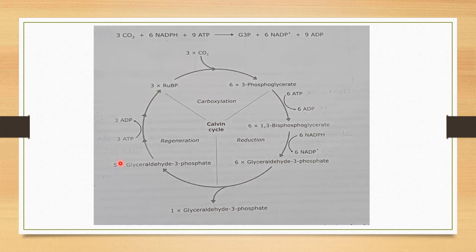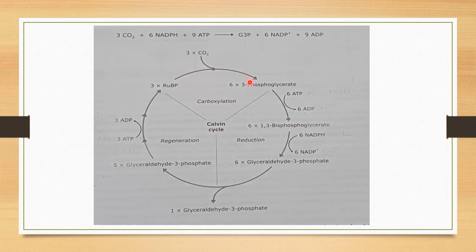Now in this step what happens? 5 molecules of glyceraldehyde 3-phosphate will regenerate. Regenerate का मतलब क्या होता है? वापस से बना देना, वापस से किसी चीज को बना देना is known as regeneration. So here 5 molecules of glyceraldehyde 3-phosphate will regenerate 3 molecules of RuBP by utilizing 3 molecules of ATP. तो ये 3 ATP यहाँ utilize होंगे 5 glyceraldehyde 3-phosphate को 3 RuBP में convert करने के लिए. ठीक है?